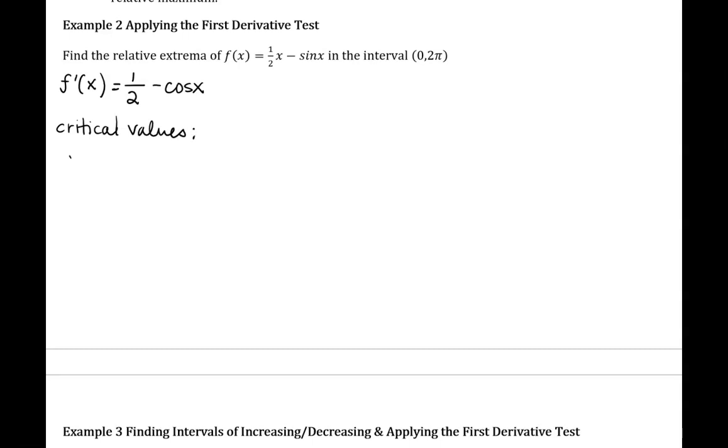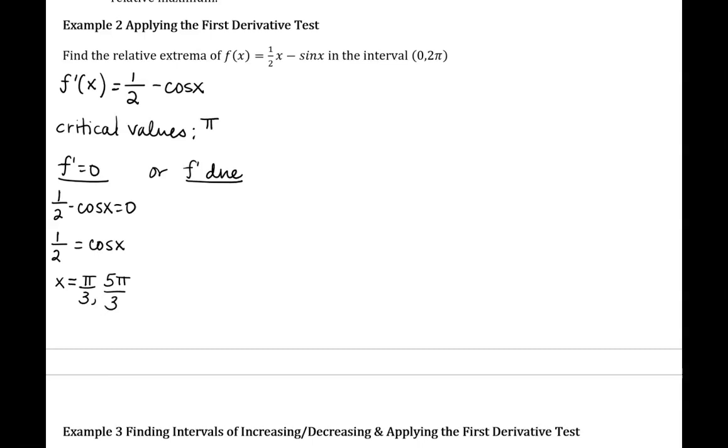In looking for critical values, we are looking for where the derivative is equal to 0 or where the derivative does not exist. So I will take the derivative and set it equal to 0 and solve this equation. I'm going to add cosine to both sides of this equation and get 1/2 is equal to cosine x. So we're looking for where cosine is 1/2. That will be pi over 3 and 5 pi over 3. So we have found two critical values.